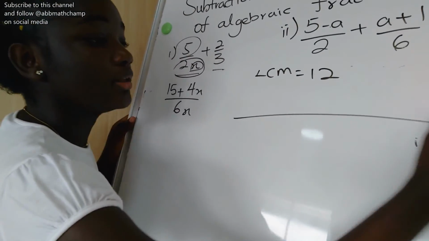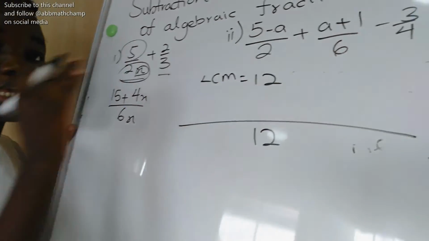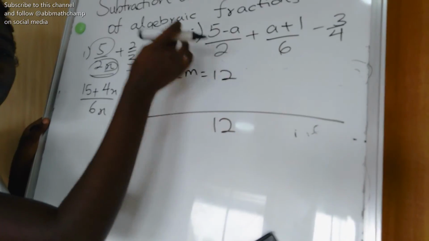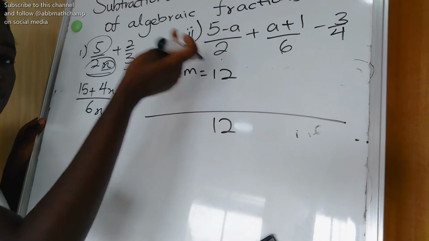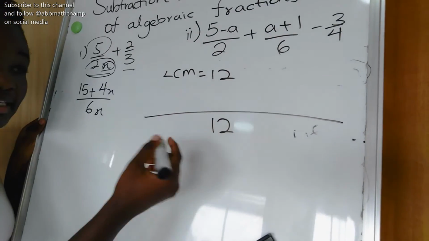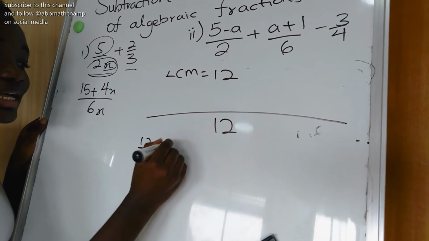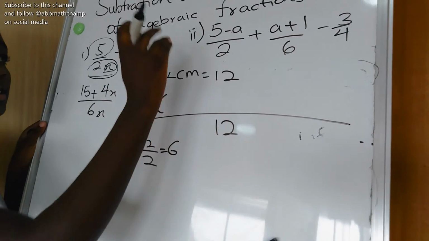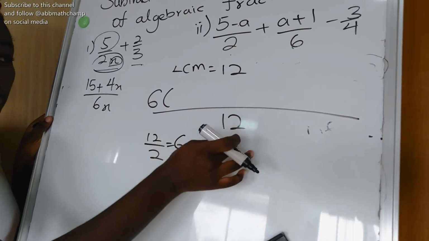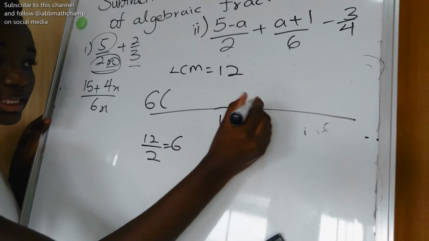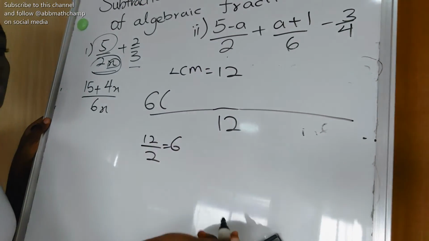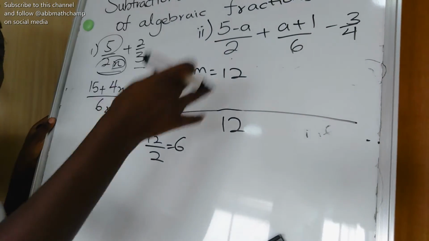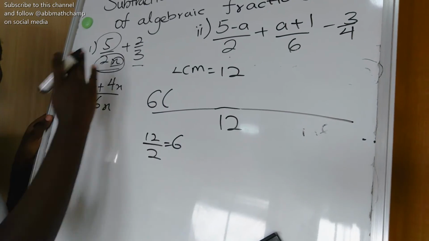So we rule our line here and bring our LCM. Then we take each denominator one by one. We take 2. What would you multiply by 2 to get 12? Or 2 goes into 12 how many times? Or you can decide to divide it. So that is 6. Then 6 times the numerator. So it's always like this: use the denominator to divide the LCM, which is 12, and then the answer you get, you use to multiply the numerator. You can decide to do it the first way or this way.